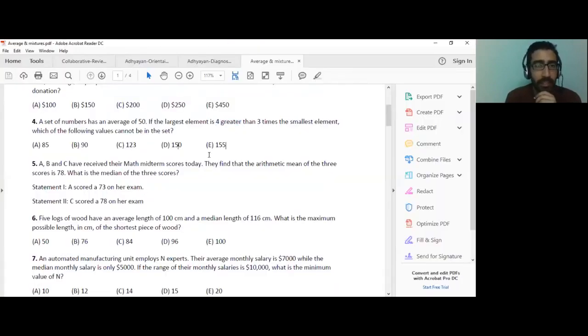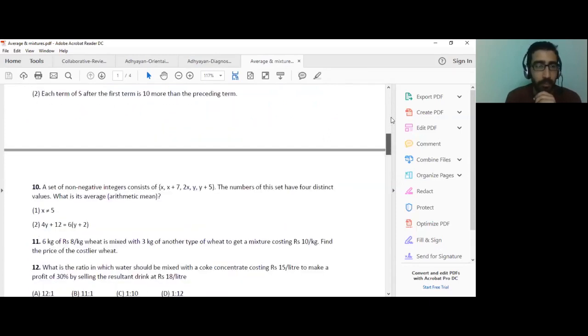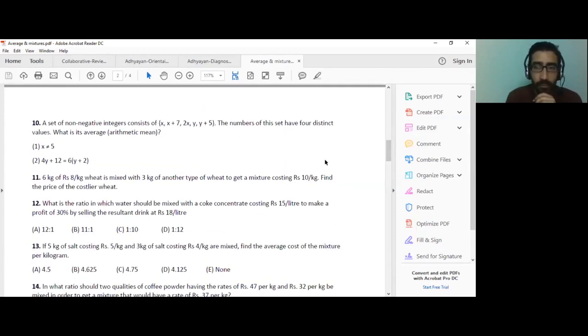Okay, cool. Let's jump to question number 12. I think someone had a problem with question 12. So I'm discussing 12, 4, and 19, and yeah, 20. I will talk about 20 also a bit. Now, what does 12 say? 12 says what is the ratio in which water should be mixed with Coke concentrate, costing rupees 15 per liter, to make a profit of 30% by selling the resulting drink at rupees 18 per liter. This should be a question mark at the end, of course, but it isn't there, which is okay.